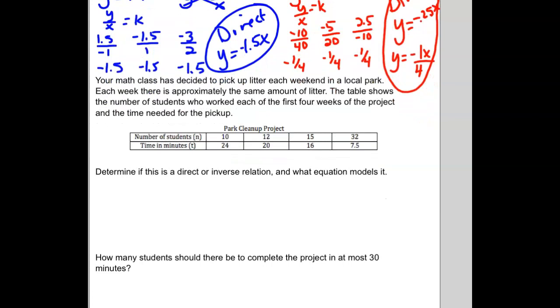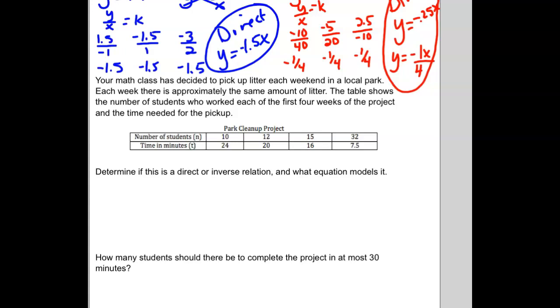All right, our next example, it says your math class has decided to pick up litter each weekend in a local park. Each week there's approximately the same amount of litter. The table shows the number of students who worked each of the first 4 weeks of the project and the time needed for the pickup.